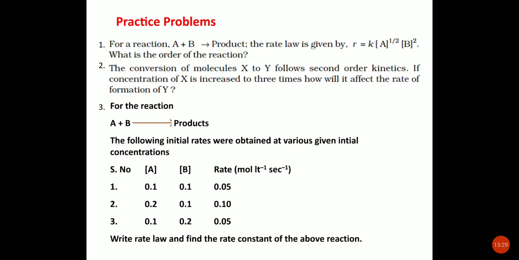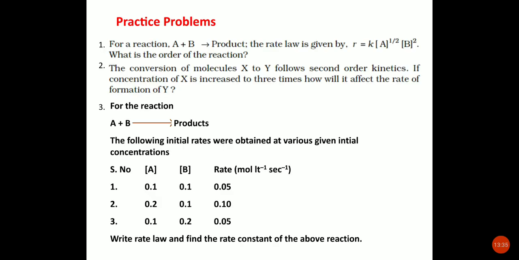So we can have one practice problem. For a reaction A plus B gives product, the rate law is given by R is equal to K into concentration of A raised to 1 by 2, concentration of B raised to 2. Then what will be the order of the reaction? You just sum up the values. R is equal to K into concentration of A raised to 1 by 2, B squared. So 2 plus 1 by 2, that means 2 and a half. That will be the order of the reaction.